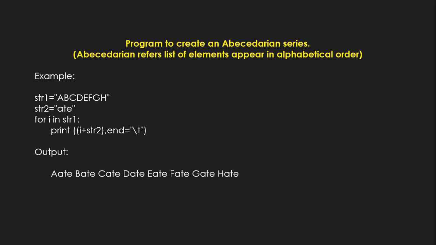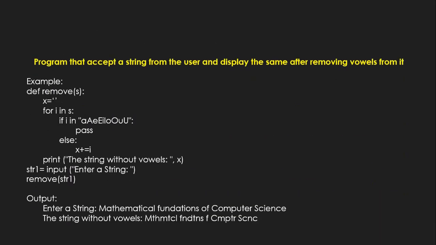Ate, bate, cate, date, like that it comes. This is just called an ABCDarian series. Nothing in particular, the only thing is separating each character out, adding ATE to each character and printing it out. That's it. It's a very simple program. You will understand how it works if you go through the program.